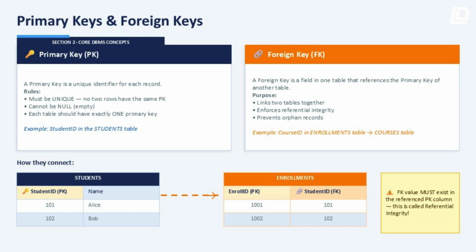To uniquely identify each record in a table, we use a primary key. A primary key must be unique and cannot contain null values. On the other hand, a foreign key is used to link one table to another, creating relationships between data. For example, a student ID in one table can be used as a foreign key in another table to connect related information. These keys are essential for maintaining data integrity and building relational databases.